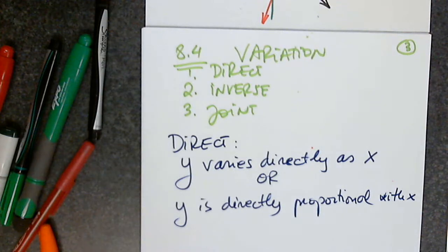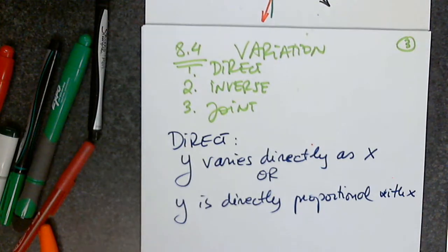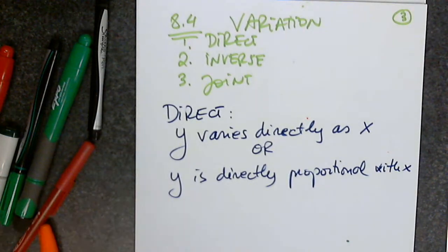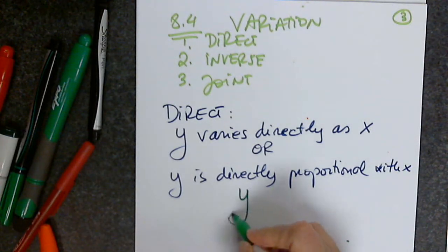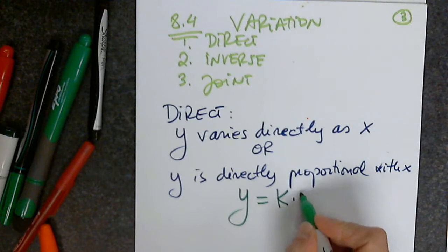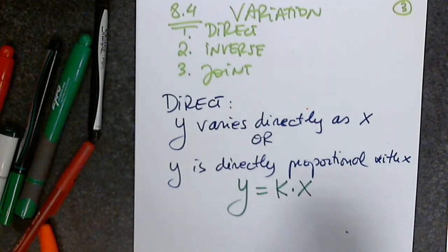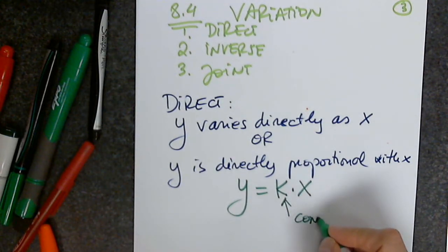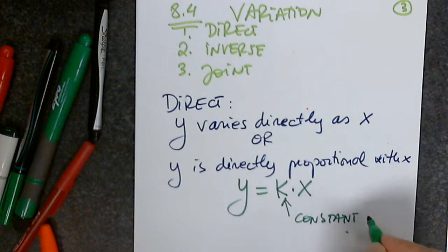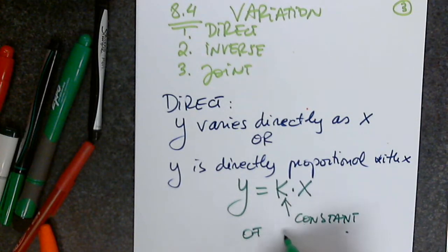If I read this anywhere, or somebody tells me y varies directly as x, or y is directly proportional with x, this is the translation of these two sentences in math. Y equals k multiplied by x. K is a constant. It's called the constant of proportionality.